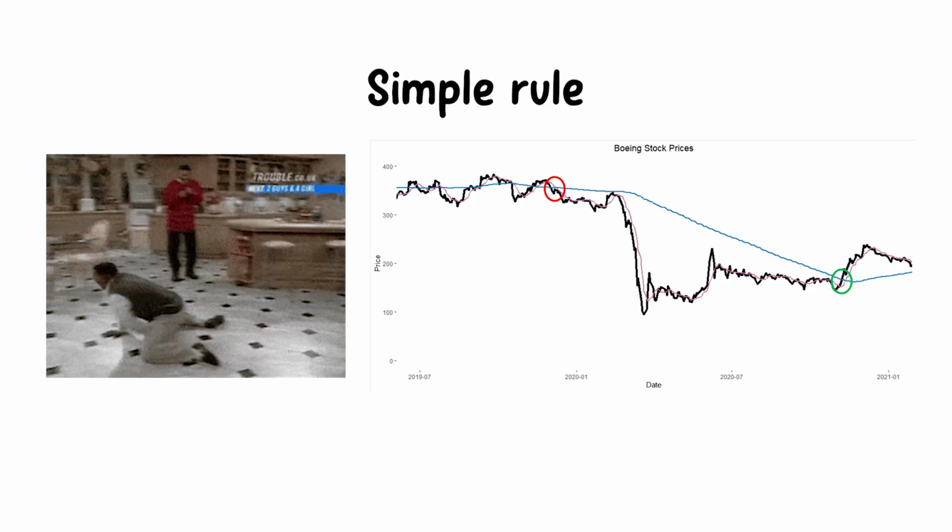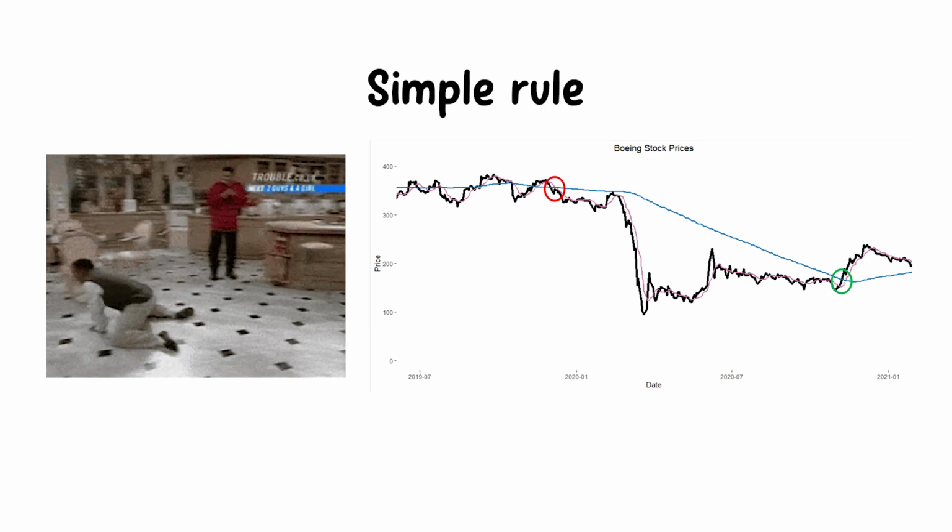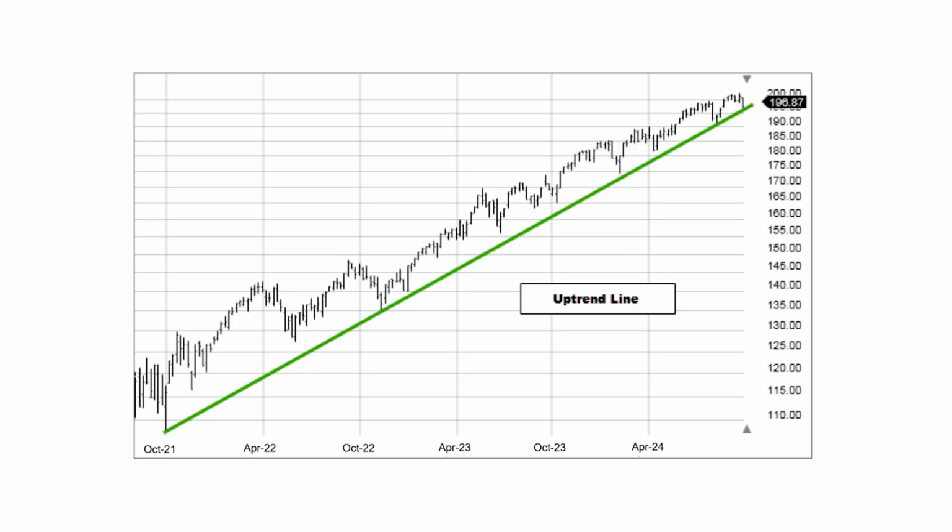Simple rule: price above the line equals things are going up. Price below the line equals things are going down. When price touches the line during an uptrend, consider buying.